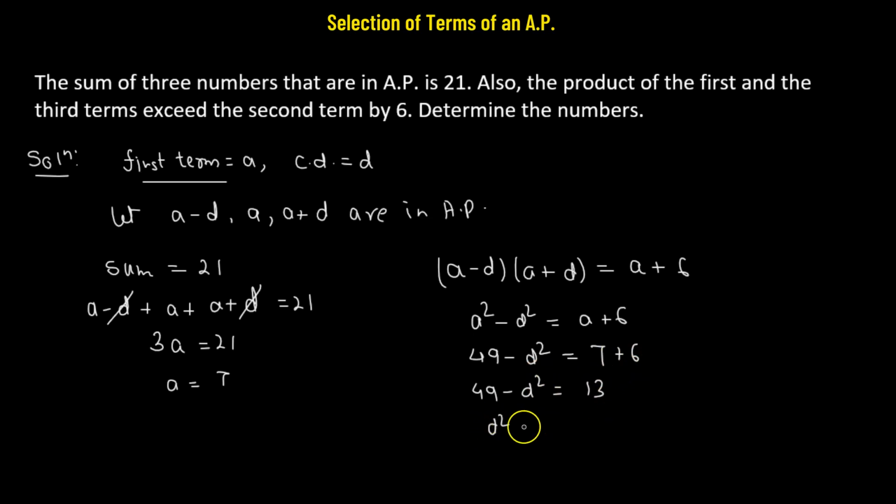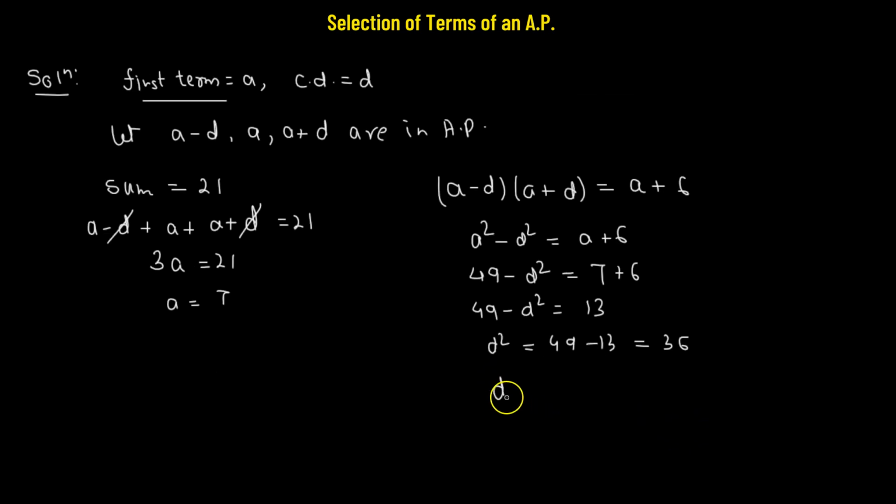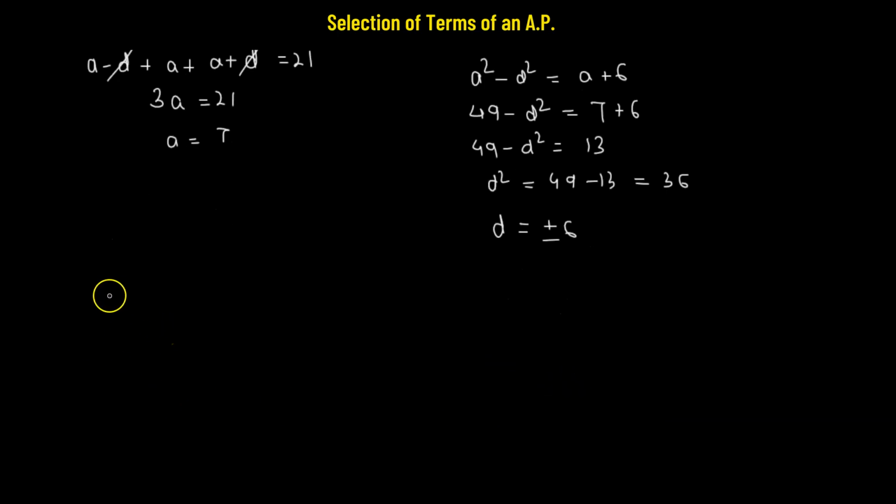Solving for d squared, we have d squared equals 49 minus 13, which is 36, giving us d equals plus or minus 6. That means we are going to have two cases. The first case is when our a value is 7 and our d value is equal to 6. In the next case, we have a value equal to 7 and d value given by negative 6. Using this, we have to obtain the three numbers.